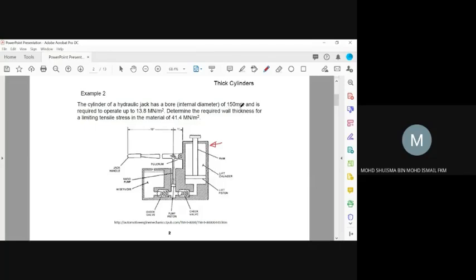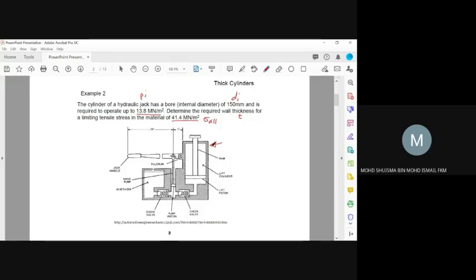It's given here the bore or internal diameter is 150 mm, so that is DI. And it is required to operate up to 13.8 megapascal. This is the internal pressure, so that is PI, right? Determine the required wall thickness. So what is T for the wall? For a limiting tensile stress in the material of 41.4. So this is the limiting tensile stress, or we will call it sigma allowable, right?